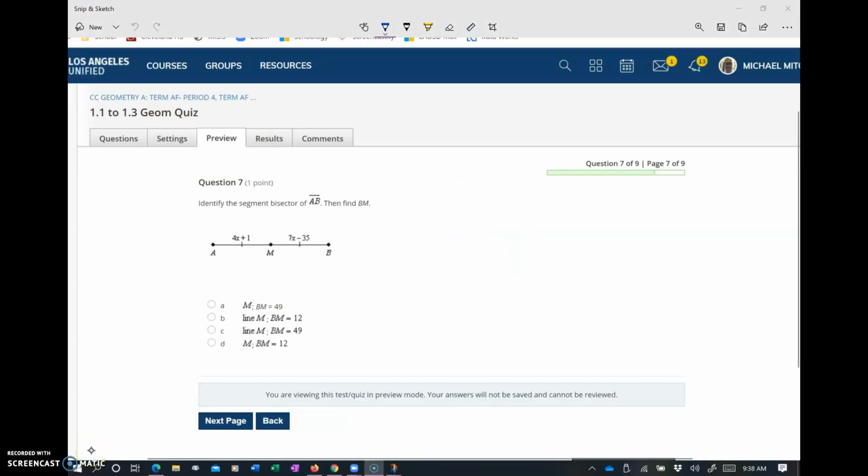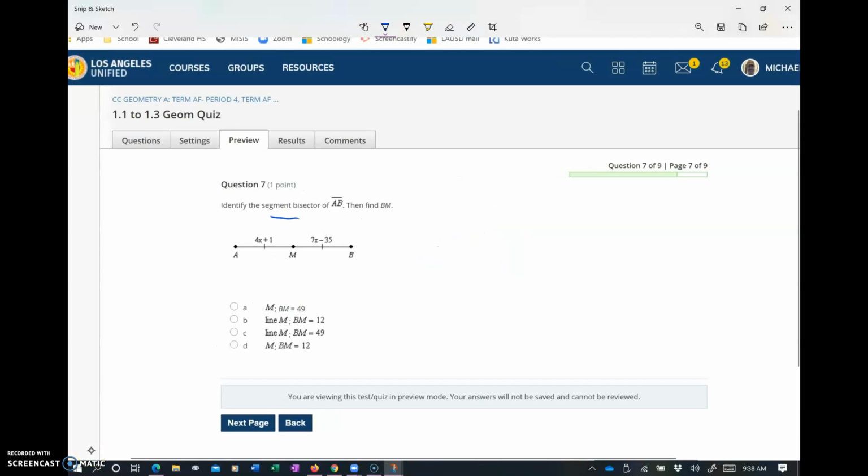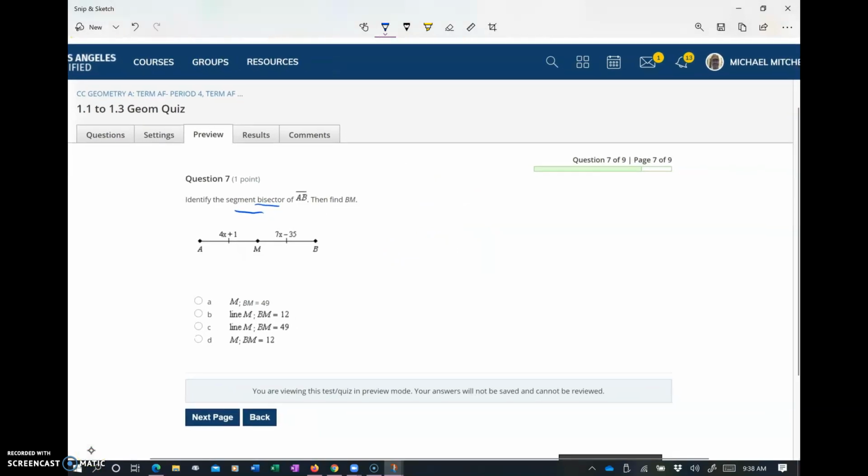Okay, this one's a little different. I'm told there's a bisector. I'm not going to be adding this one up to something. I've got a bisector here. That means these segments are congruent. M is the midpoint. It's the bisector. AM, BM have to be congruent.